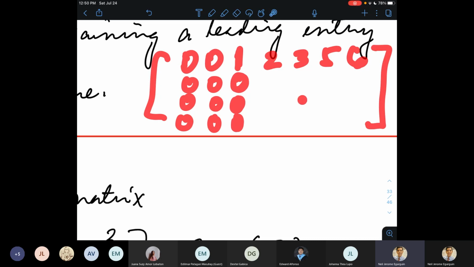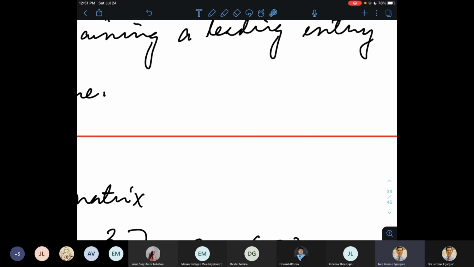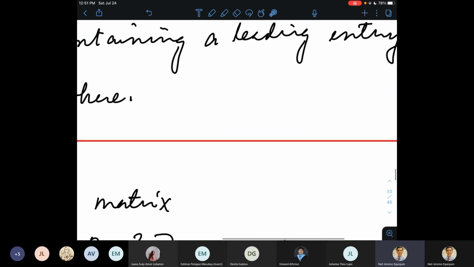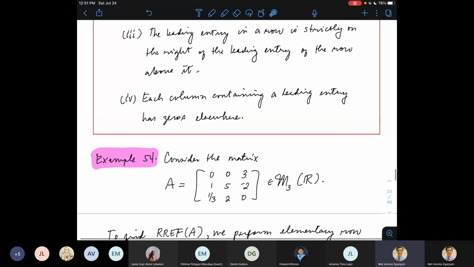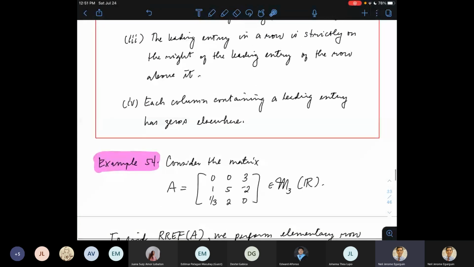Okay? Kung meron akong leading entry dito, sa third row, dapat lahat ng laman sa column na yon ay puro zeros. So that means this is not in RREF kasi may 3 ako dito. Dapat ito maging 0 para masabing RREF siya. Bakit? Kasi dapat yung column na may leading entry dapat ay walang non-zero element other than the unity or other than itself. May leading entry ka na dito, puro zeros na dapat yung nasa taas at nasa baba.